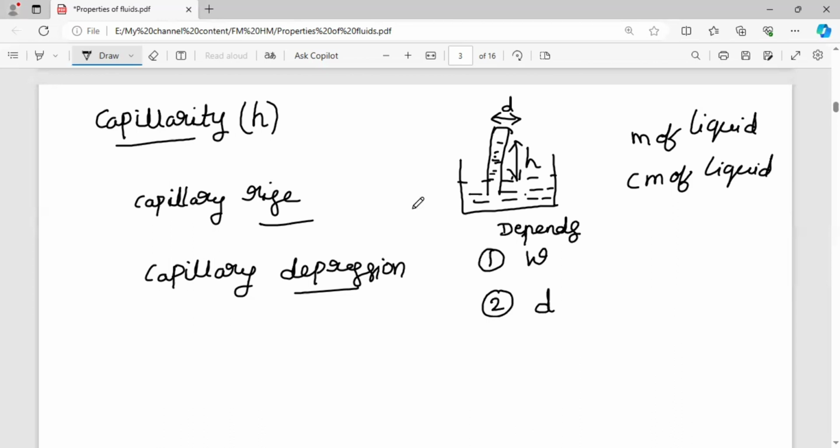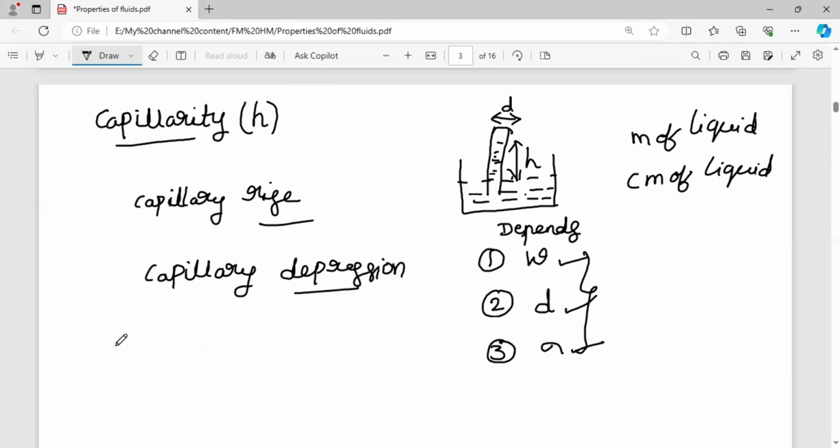If the diameter increases, the rise will decrease. If the diameter decreases, the rise will be very high. Capillarity also depends upon the surface tension of the liquid. So finally, the important point here is that capillarity depends upon the specific weight of the liquid, the diameter of the glass tube, and the surface tension of the liquid.